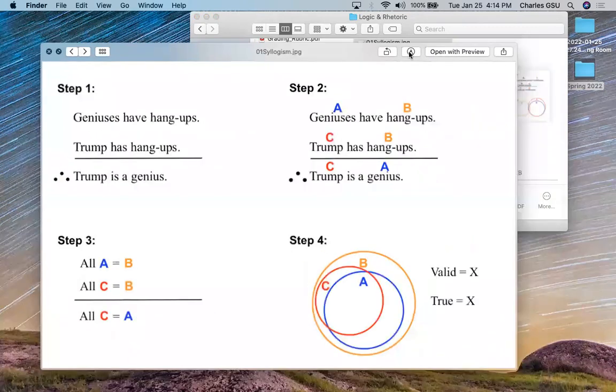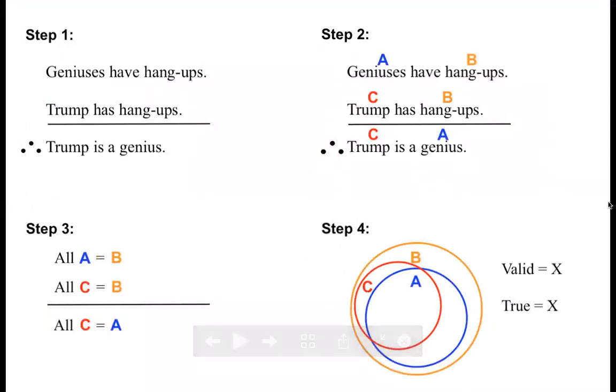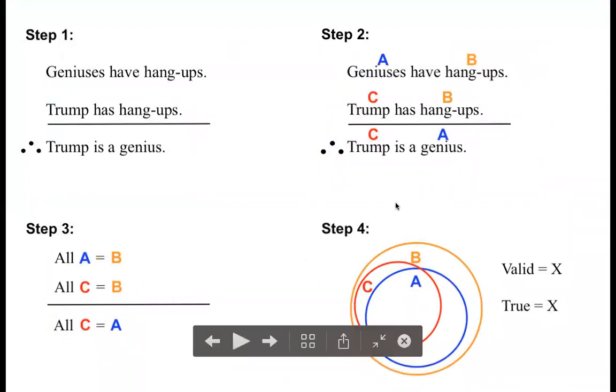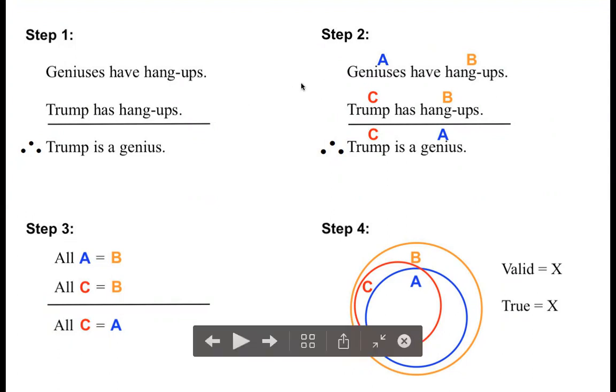All right, so it's color-coded this time. So it's the same steps. Geniuses have hangups. Trump has hangups. Therefore, Trump is a genius. Well, okay, that's what the argument says. Now let's go over here and term that. So geniuses is the first category, A. Then B is the new second category, hangups. Then Trump is yet another new category, so that's C. And we already have hangups again, so we'll just use B again.